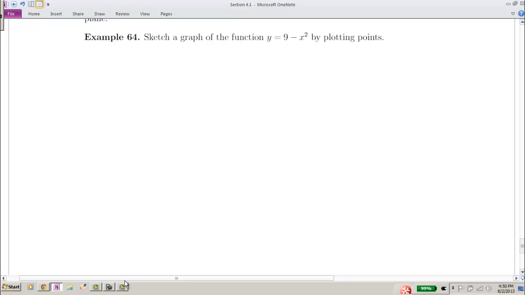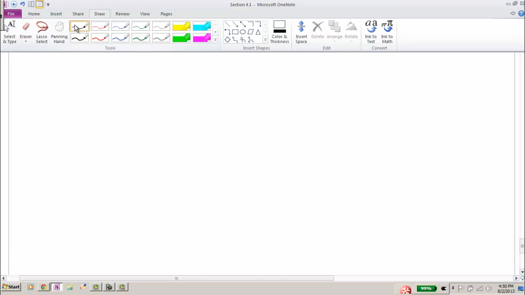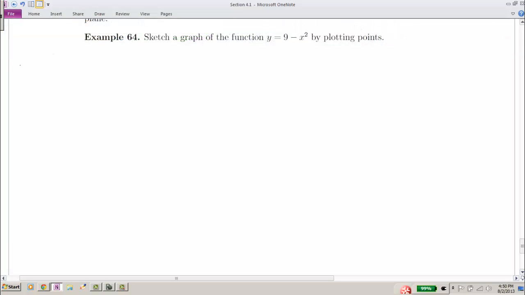To finish up this section, we're going to look at how we can get a sketch of a graph of a function by plotting points. Our strategy is fairly simple. We're just going to take a handful of input values, so our x values, and then find the corresponding y values, or output values.